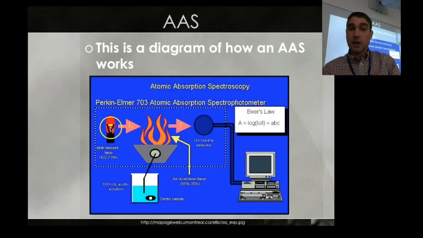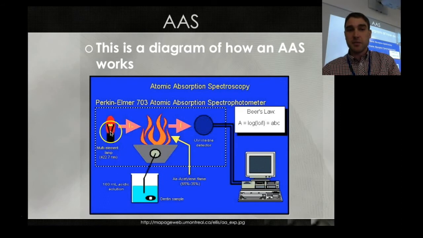You have a lamp. That lamp has to have a particular element in it, and that element is what you're looking for. If you're looking for lead, you need a lead lamp. If you're looking for silver, you need a silver lamp. You then have a sample that you vaporize, so it passes into an acetylene flame, which vaporizes the sample and causes the ions to be floating around in here.